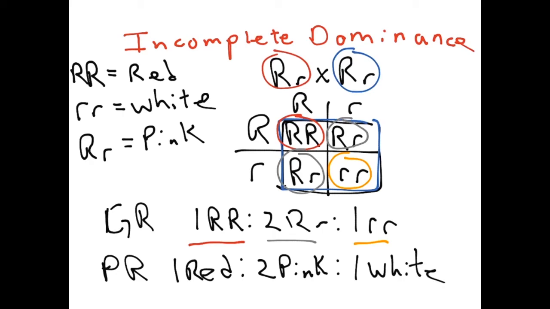So that's the big difference that we see in incomplete dominance, the addition of that third phenotype. So that's how we do problems that deal with the mode of inheritance that we call incomplete dominance.